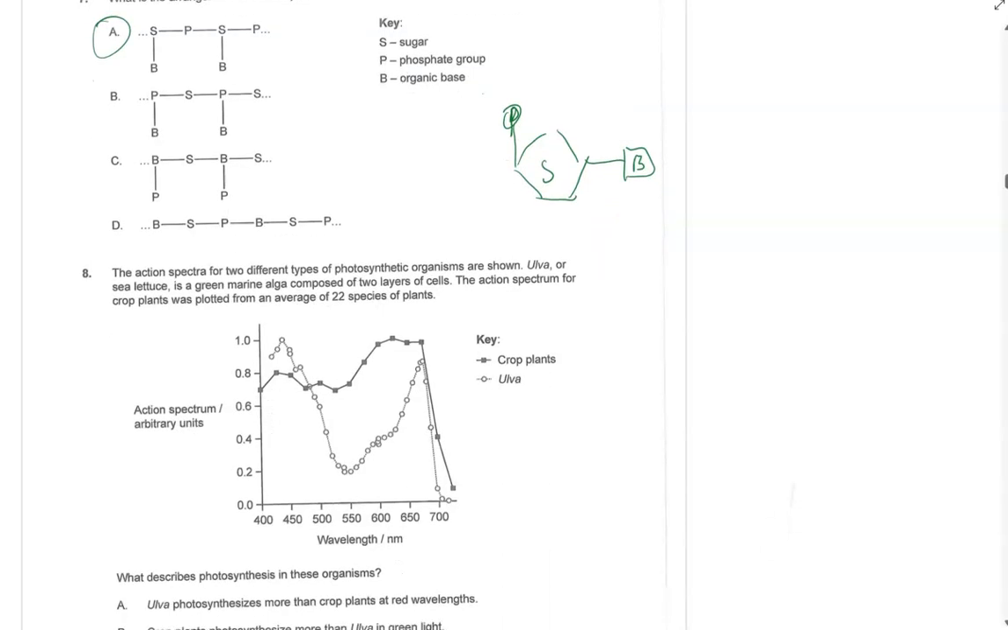Okay, 7. What is the arrangement of components of nucleotides in a single DNA strand? So we're just looking at this sugar base phosphate. It has to be A because it's that, isn't it? Which would be phosphate sugar base, which is that bit on the side.